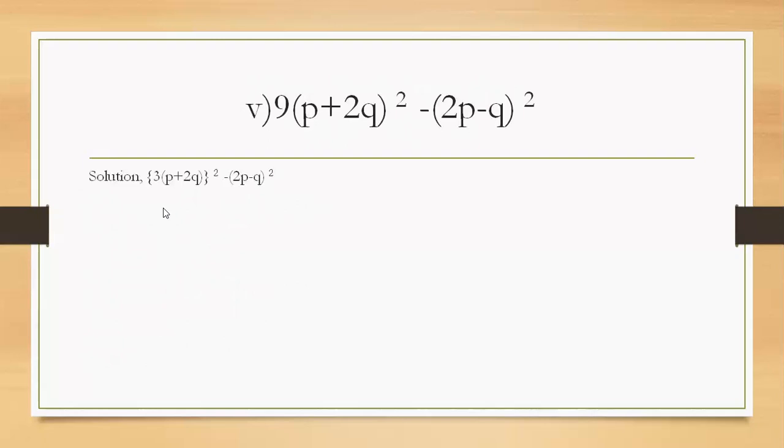Here, what is a? A means 9, which we also have to express as a square. 9 means 3 square. That's why (p plus 2q) cubed is also a square. This is the square of both. Okay, here we have to take care about this. Okay, children, 3 square means 9.